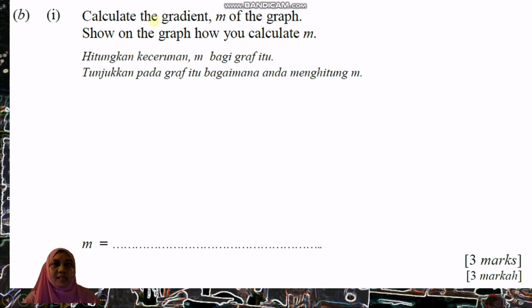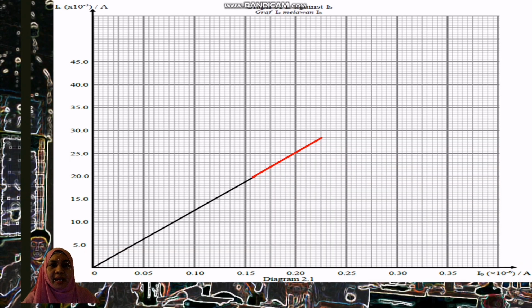Next, calculate the gradient m of the graph. Again, you have to show on the graph how you calculate m. To find the gradient, first and foremost, we select 2 points on the graph and then draw the triangle. The size of the triangle must be big enough. So these are the 2 points which you are going to take as our references in order to determine the gradient.